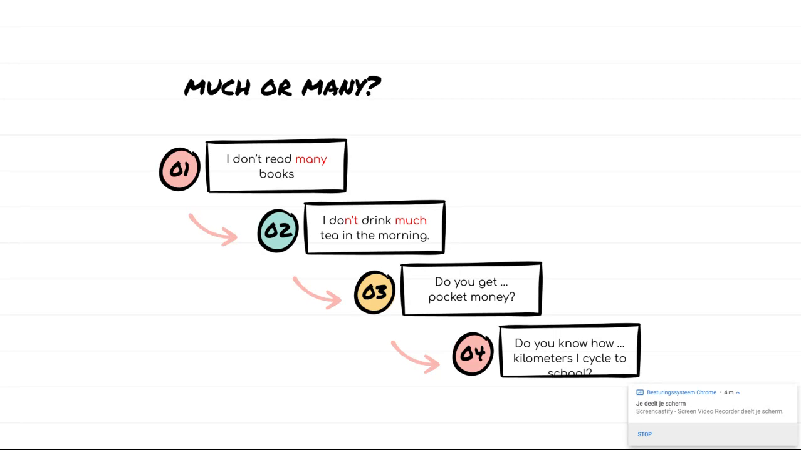Very good. The next one, Lois. Perfect. Do you get much pocket money? Question. So you use much or many, and you used much. Mike, the last one for you. Mike, you're so good. Do you know how many kilometers I cycle to school? It's a question. Much or many? You used many. But why?